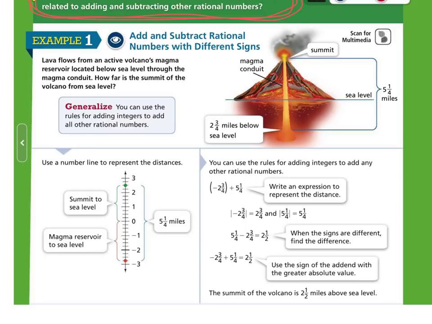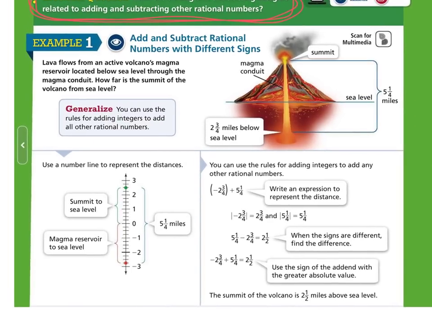Now you'll notice in the picture here that they have identified the distance between the two as 5 1/4 miles. However, the distance below sea level is the 2 3/4 miles. So what we're looking for here is how can we figure out the distance between the summit and sea level? So that's this distance here.